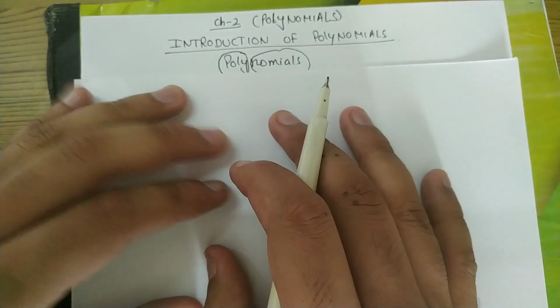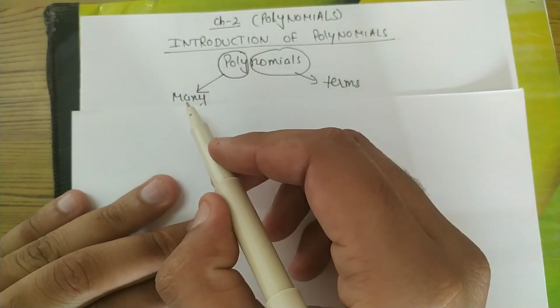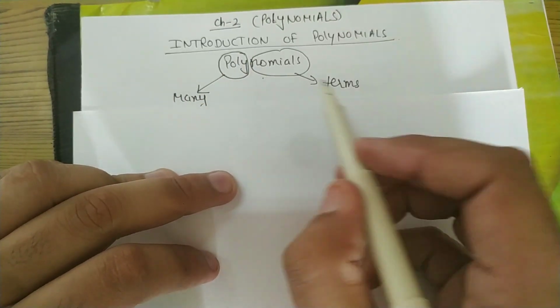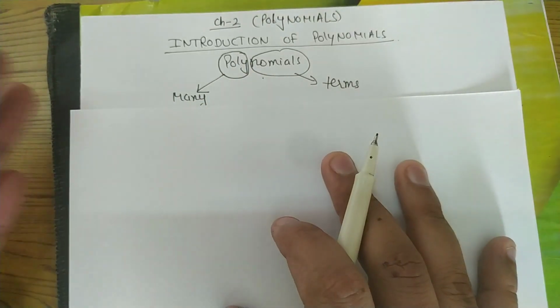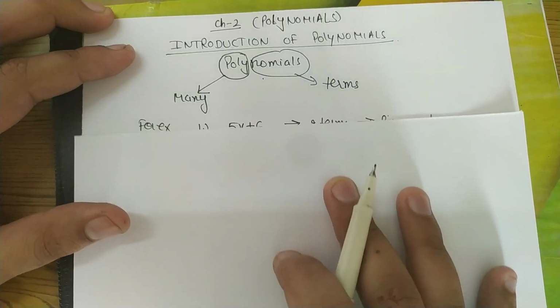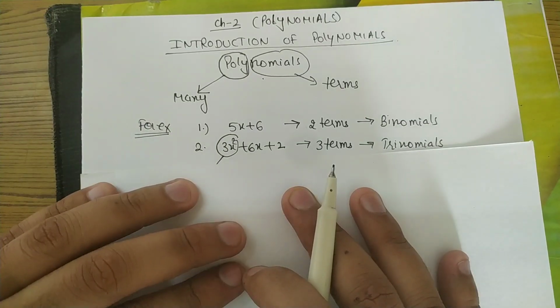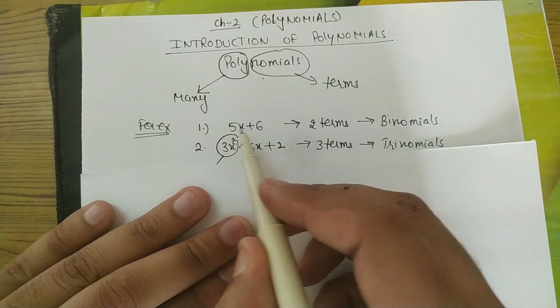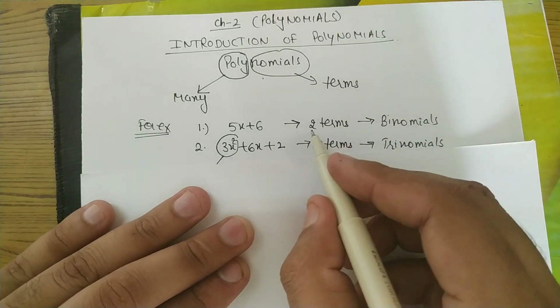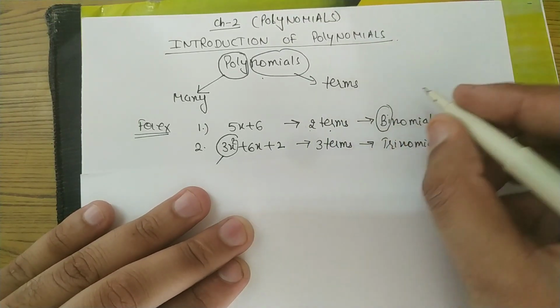combination of two words. First word is poly. Poly means many. Nomials means terms. It means many terms. Many terms means each term is separated by a sign. So I have written 2-3 examples. So first example is 5x plus 6. It has two terms. And if it has two terms, it is called binomial.